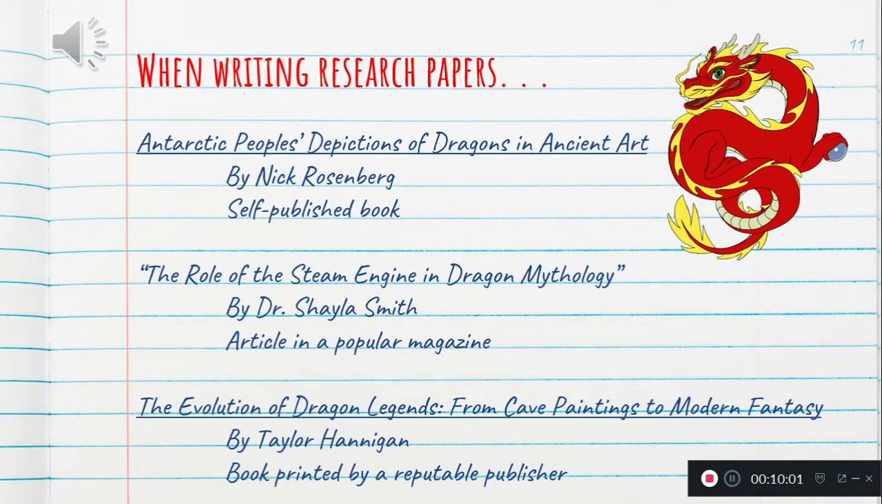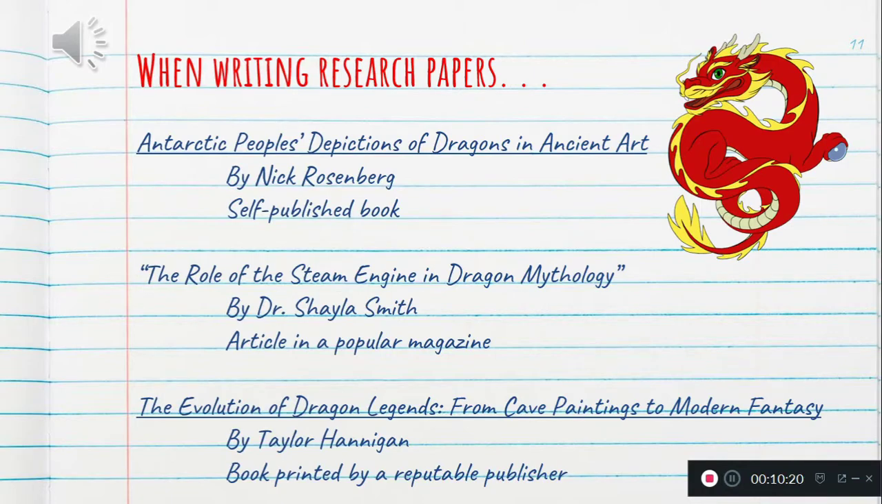And the title seems like something that will be very valuable to you. The Evolution of Dragon Legends. That's exactly what you're looking at, how dragon legends have changed over time. It also tells you how they have changed from the very beginning to the very end. So this is likely a source that you will use throughout your essay.